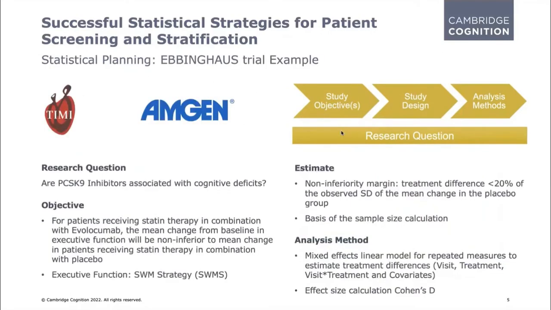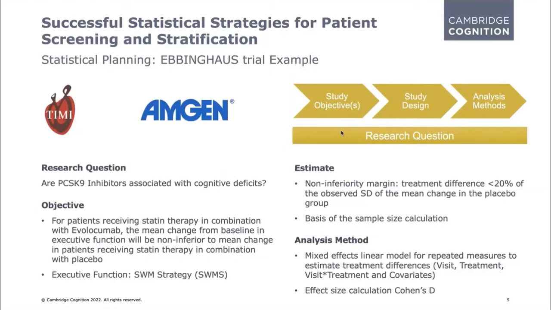So the Ebbinghaus study is a part of a much larger trial to assess the impact of PCSK9 inhibitors on risk of cardiovascular events. So it's part of the FOURIER trial, which was run by Amgen and TIMI. And it's designed to really answer that question of, were these PCSK9 inhibitors associated with cognitive deficits?